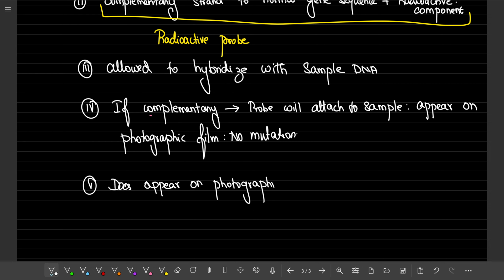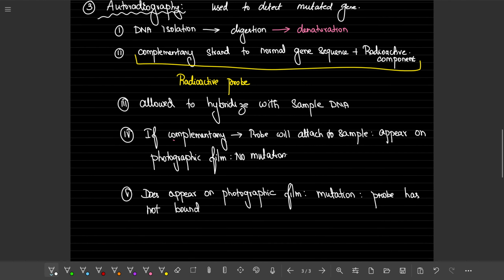What was I saying? If it does not appear on the photographic film, then what would that mean? Mutation has occurred. So if it does not appear on the photographic film, it means there is a mutation, which means the probe hasn't bound. So this is autoradiography.